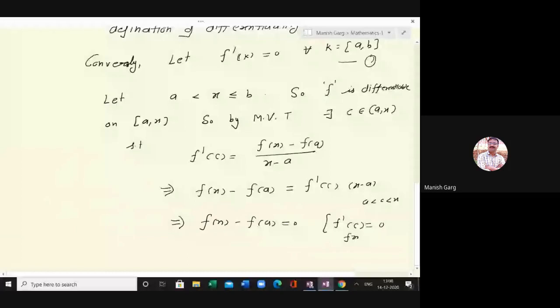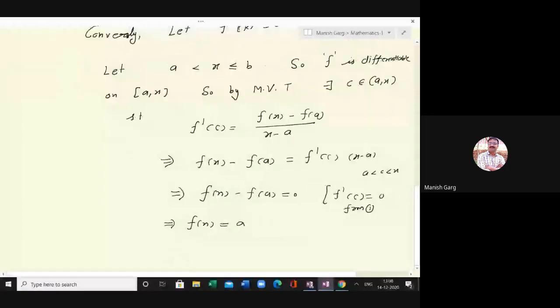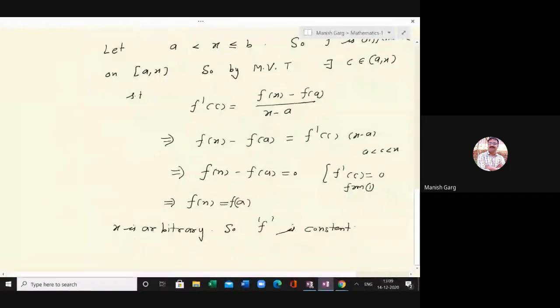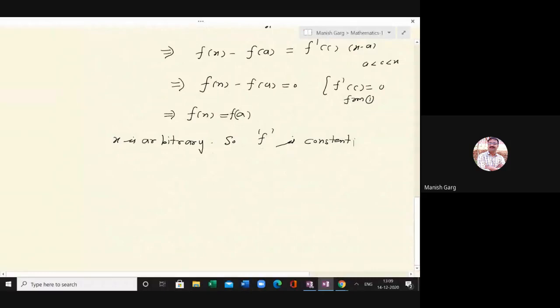So here fx is equal to fa. So it means x is arbitrary. You can take any point. This is f, which is equal to fa. So you can say f is constant. So you can see that if f is differentiable, and f dash is equal to 0, then f is constant.